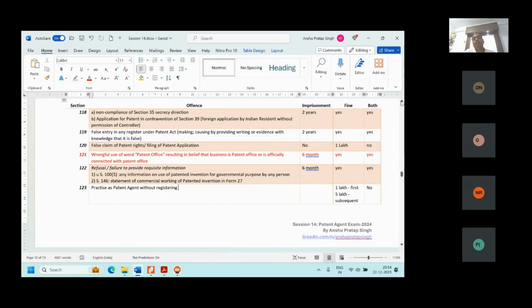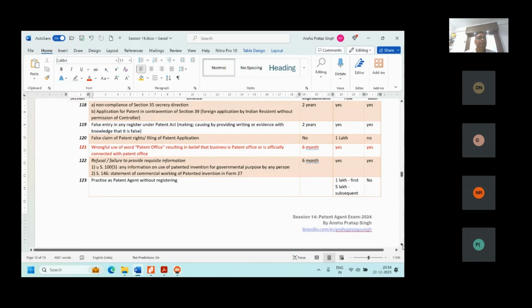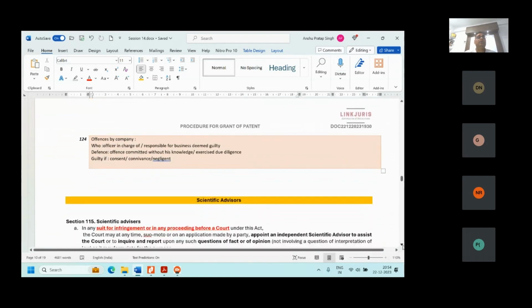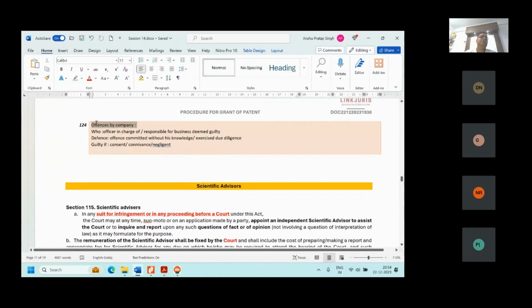Please check, if anyone of you can check, whether any date for that enforcement has been prescribed. The act has been notified, but whether the date for enforcement of that has been prescribed or not. Now comes, if a company commits an offence, simple, who is in default will be responsible. Any officer in charge or responsible for the business is deemed guilty. That is, who is an officer in default.